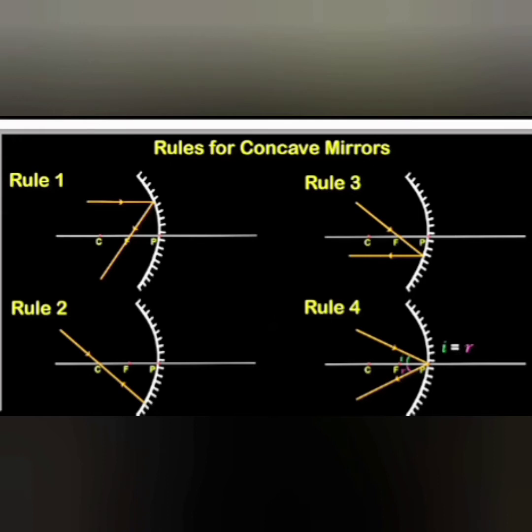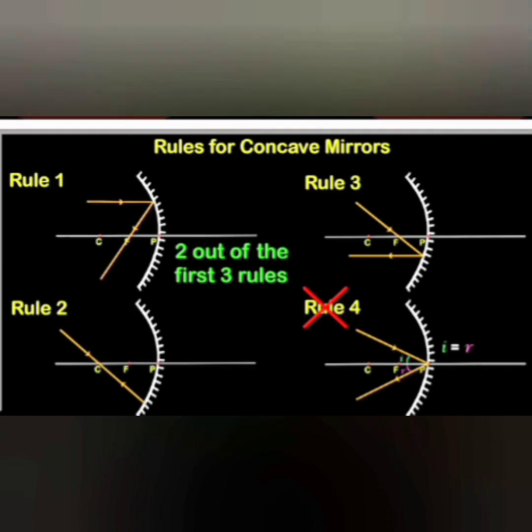Let's place the 4 rules that we have learned for concave mirrors on our concept board. Avoid using the 4th rule unless really necessary, because it's hard to measure angles accurately with your protractor. So it can lead to inaccuracies in the diagram. So basically you need to use 2 out of the first 3 rules for concave mirrors.